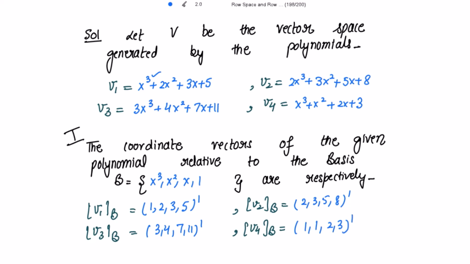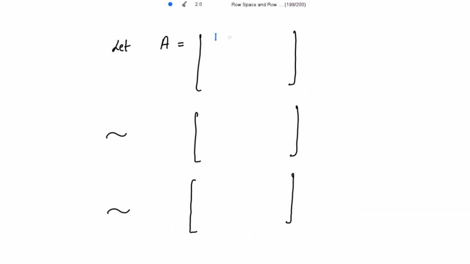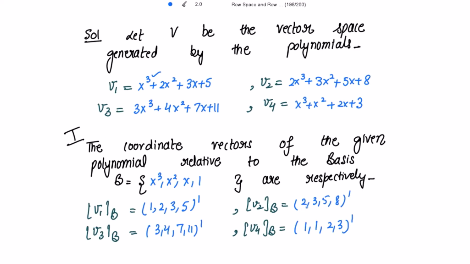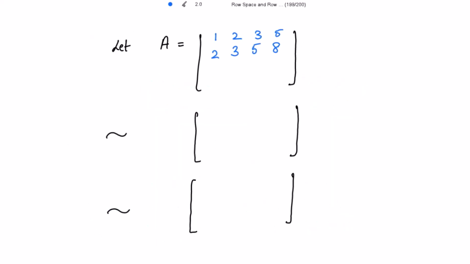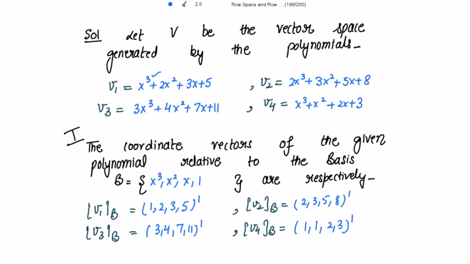Let's write all these in a matrix form. So just write straight away 1, 2, 3, 5 in a row, right? So this is 1, 2, 3, 5. You have to write these in a row. Then 2, 3, 5, 8. Then 3, 4, 7, 11. And then 1, 1, 2, 3.